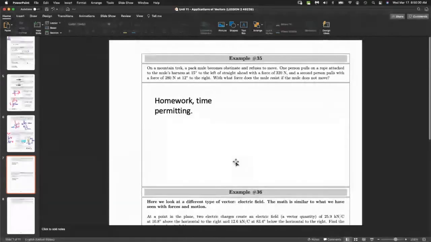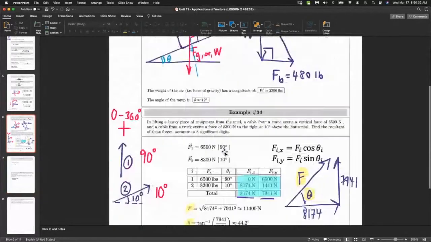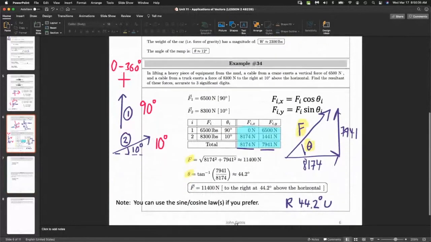What was that for the previous question? 11,400.